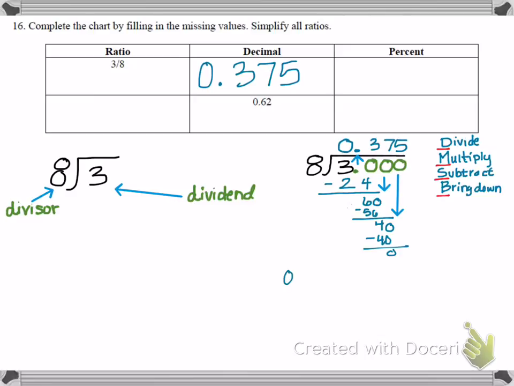Let's write that as a percentage. When you convert from a decimal to a percent, you can think of it in one of 2 ways. You can think of it as multiplying by 100, or you can think of it as moving the decimal point 2 spaces to the right for a percentage of 37.5%.